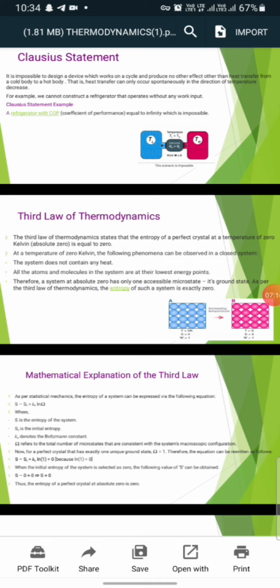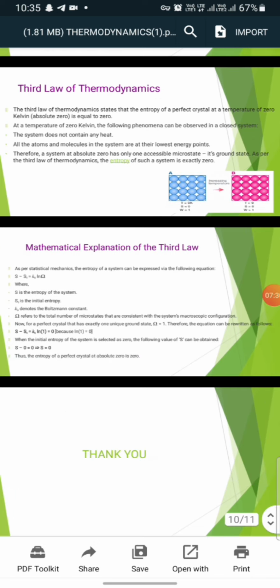When the initial entropy of the system is selected as 0, the following value of S can be obtained: S minus 0 equal to 0. Because S equal to 0, thus the entropy of a perfect crystal at absolute 0 is 0.